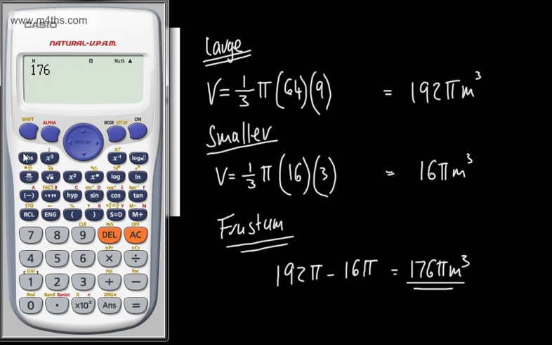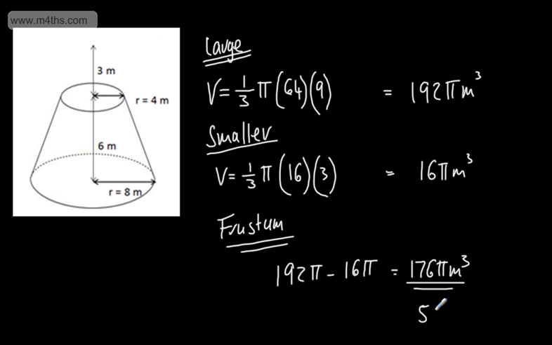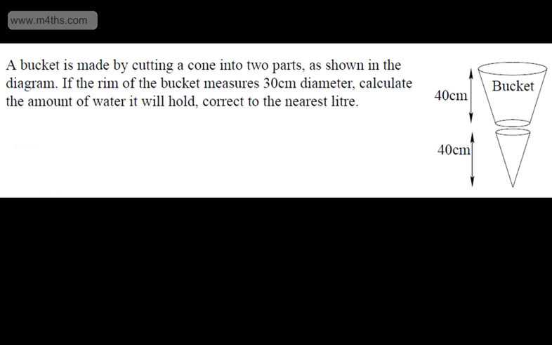So 176, our pi button is just here, and that's going to give us now 552.9, and I'll say that that's 553. So 553 meters cubed, correct to 3 significant figures. So that's a nice straightforward example. It would of course be easier if we had the top bit to see, but we're simply working out the total and then subtracting it away. Okay, let's have a look at another one.